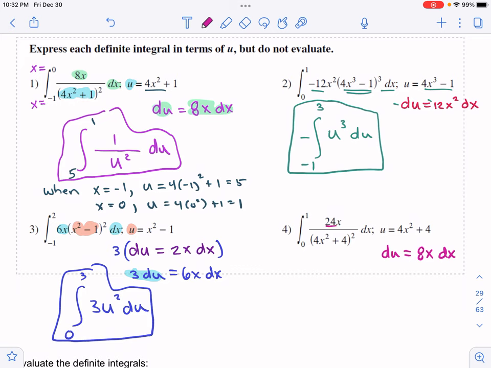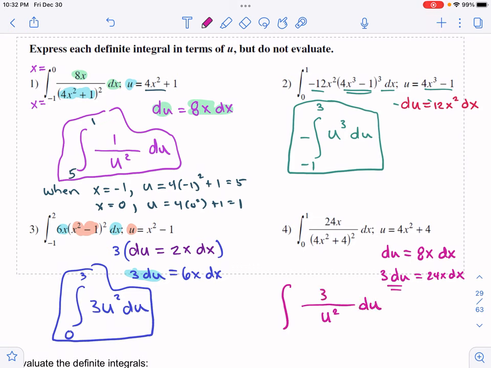I see a 24x dx, and I'm off by a factor of 3. So if we multiply again by 3, du is 24x dx. And now I've got a clean substitution. So my limits of integration I'll leave to the end. My denominator is now going to be u squared. 24x dx is what I'm calling now 3 du, so maybe I'll put the 3 there, the du down there.